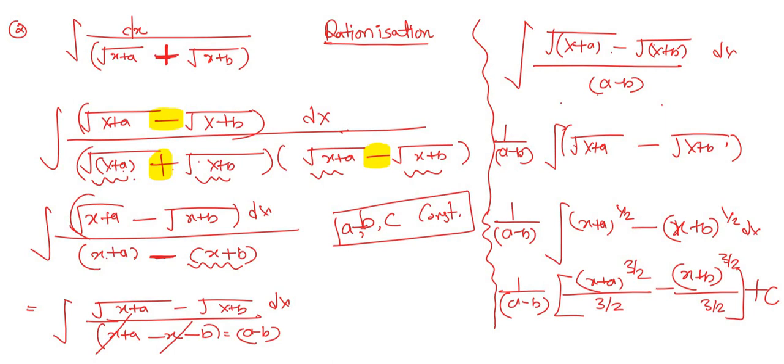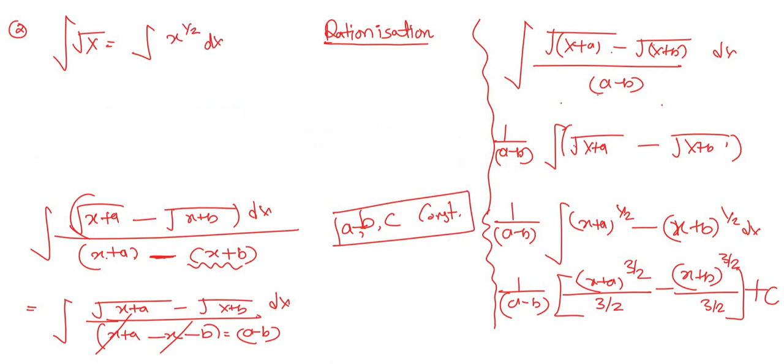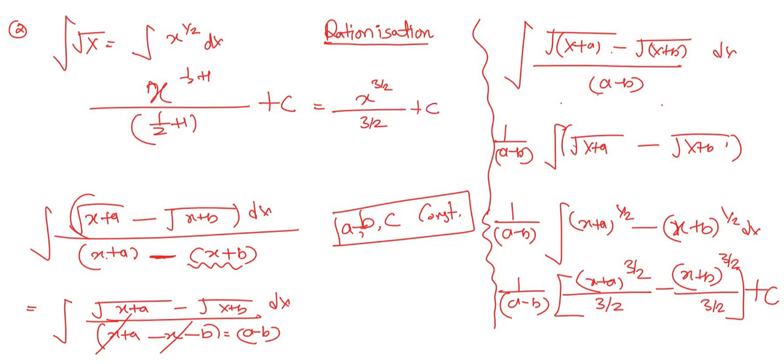So let me just quickly tell which formula I am using here. Integration of root x is integration of power half. Correct? Power half. And what is the formula? Power 1 by 2 plus 1, divided by 1 by 2 plus 1, plus c, which comes out to be x power 3 by 2 by 3 by 2 plus c. And this is the formula that I am using here. Okay. You solve it once again. Same question. We'll do next.